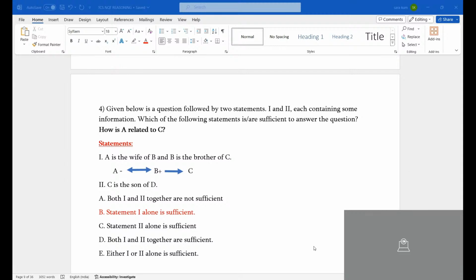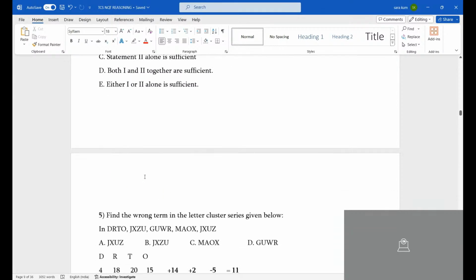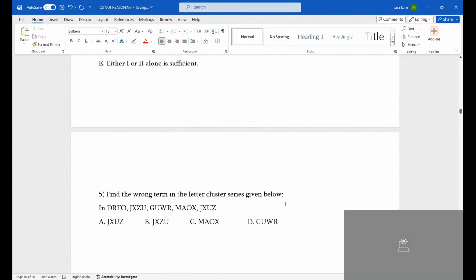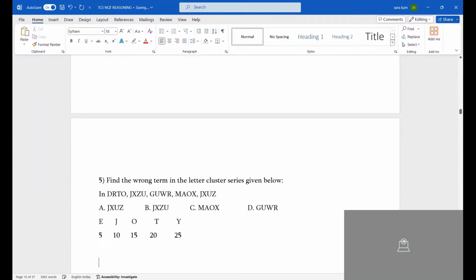So the next reasoning question would be this one, guys. I think by now you should know what you should do. Use again the number equivalent of letters. You can make use of E, J, O, T, Y. E's number is 5, J's number is 10, O's number is 15, T's number is 20, Y's number is 25. Find the wrong term in the letters.